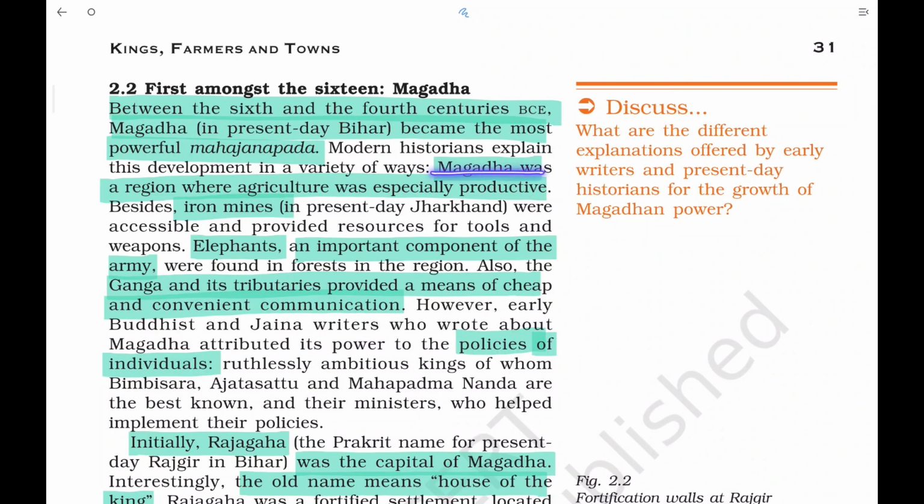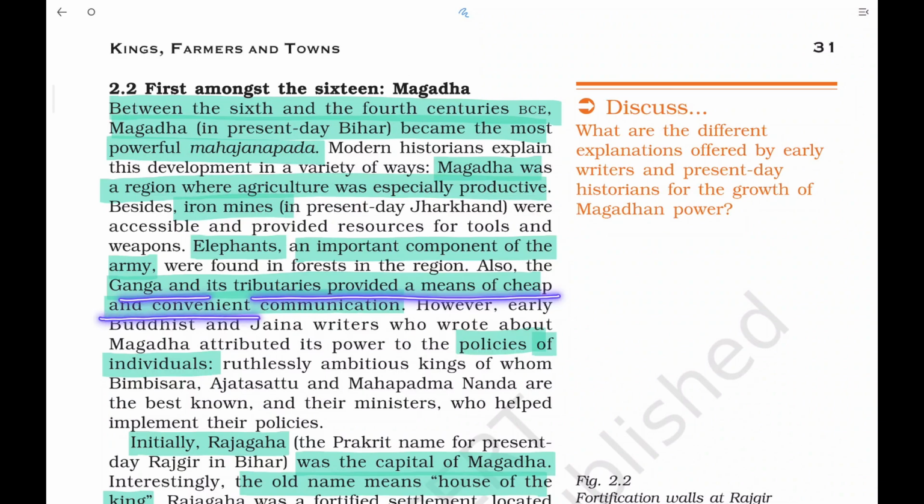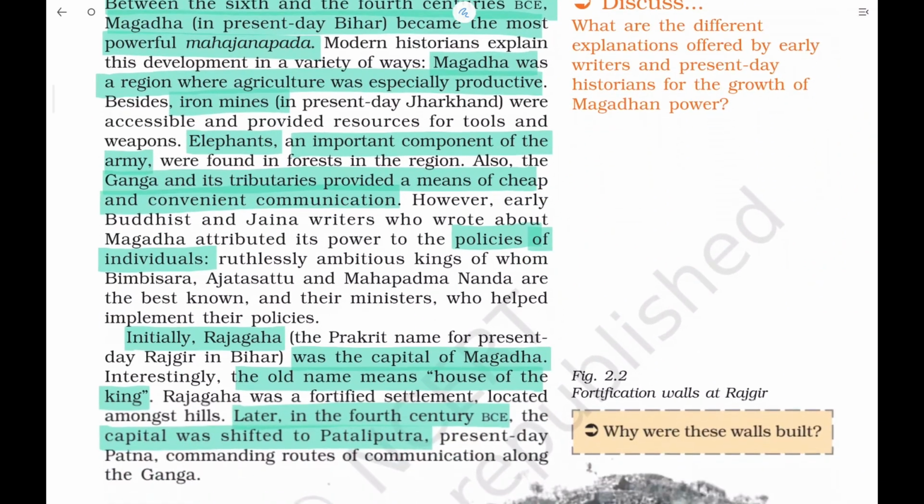Now, Magad was the region where agriculture was especially productive. Besides, iron mines were accessible and provided resources for tools and weapons. Elephants were also a component of the army. So this point you will note down: Magad, first point, was very productive. Second point you will add that the capital, which was at that time Rajgir, was surrounded by 5 hills. Okay. The third point, elephants were also there with the standing army. Also, the Ganga and its tributaries provided a means of cheap and convenient communication. Okay.